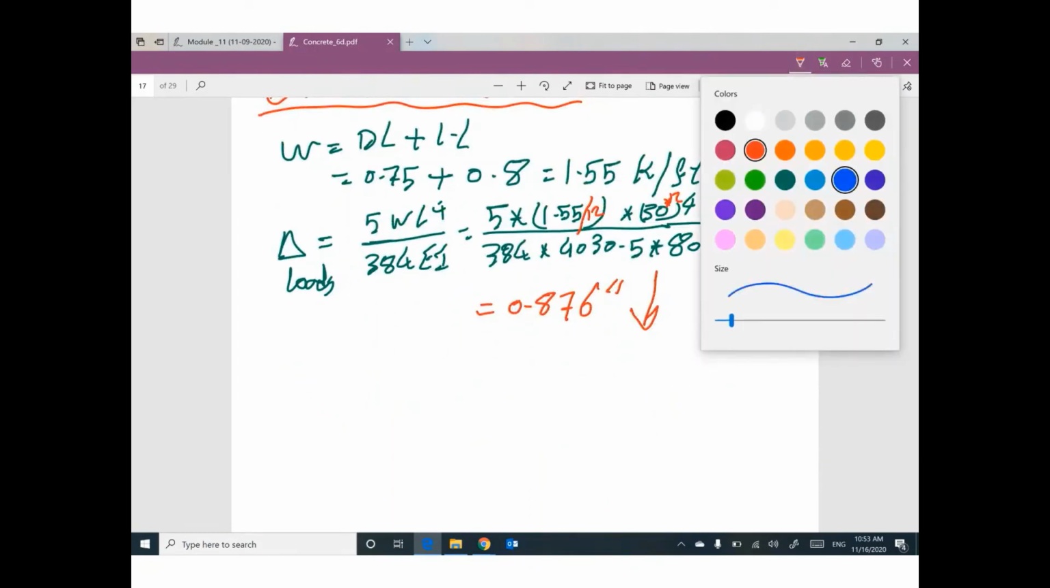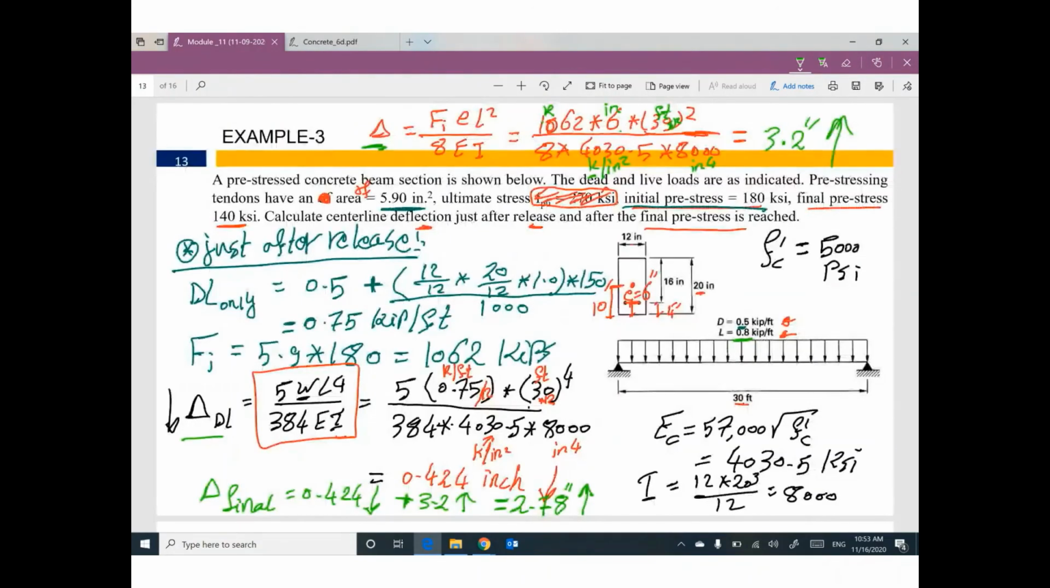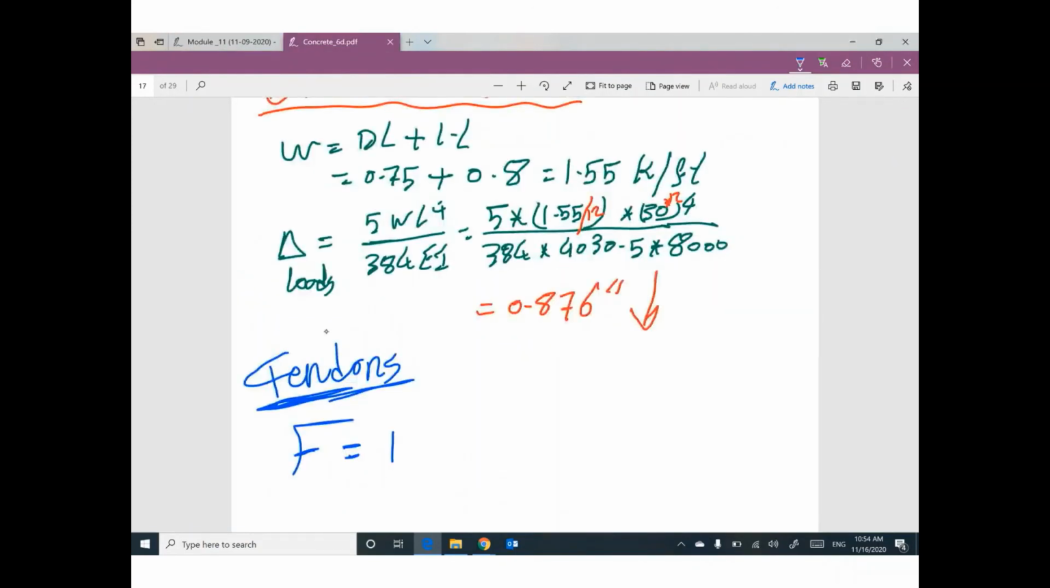For tendons, please go ahead and figure out the value of F. I'm sorry, you figured it out before. No, this F was the initial pre-stress force. I used the initial pre-stress, 180. We have final pre-stress after losses. So we need to multiply 140 by this area. So we have another F, 140 times 5.9 equals 826 kip.